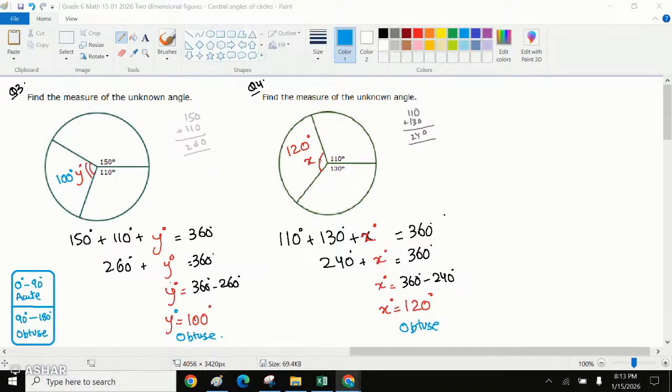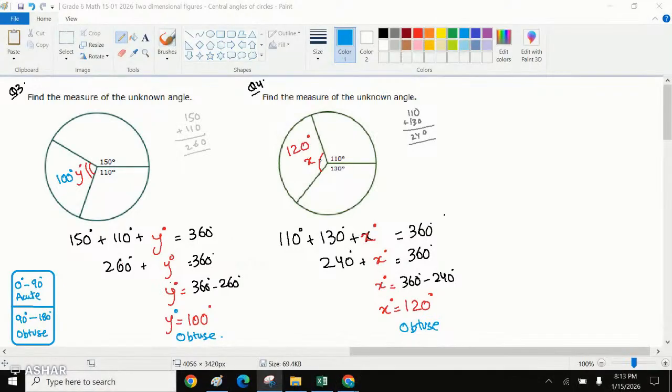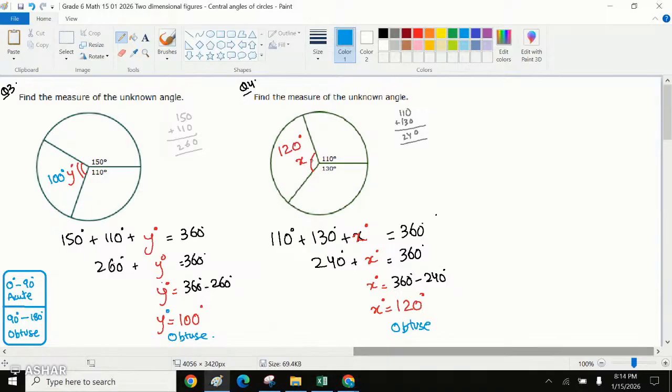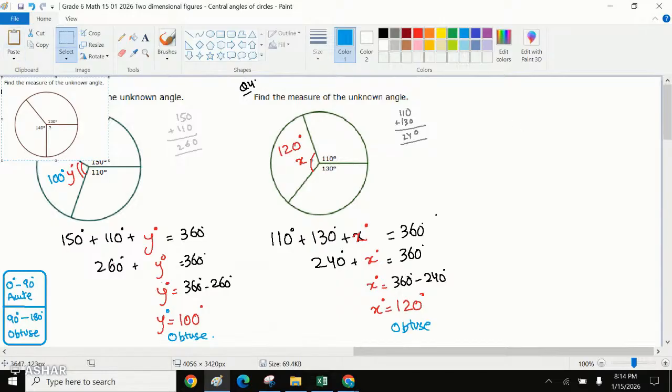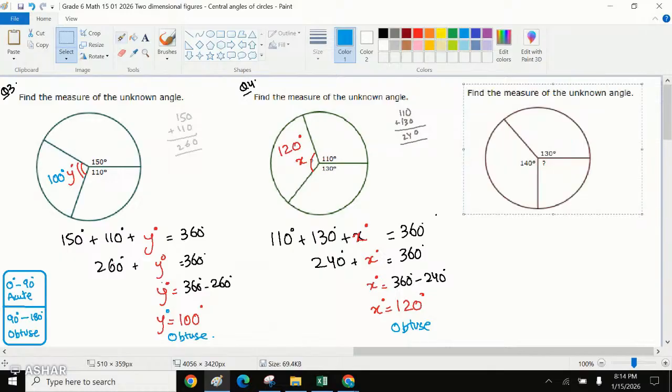The next question says, okay, very nice question. Sometimes just by looking at the question, we can also find the answer, but we will do the complete working. So the next question says, find and measure the unknown angle. Okay, this would be our question number 5.